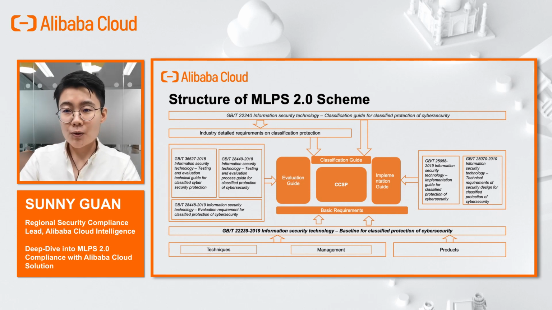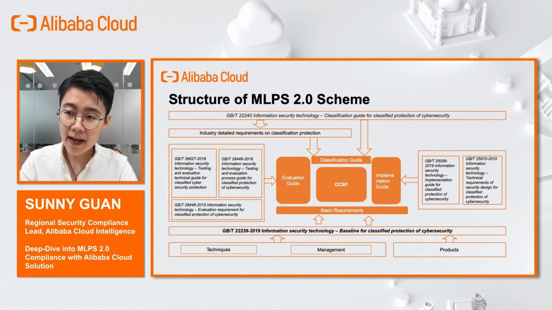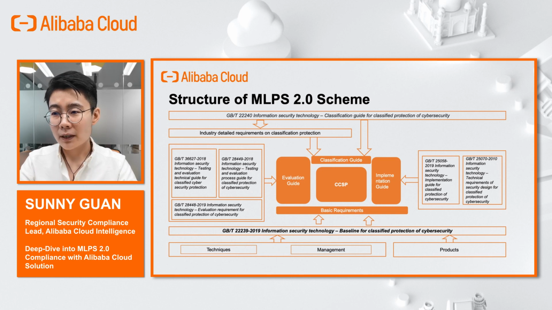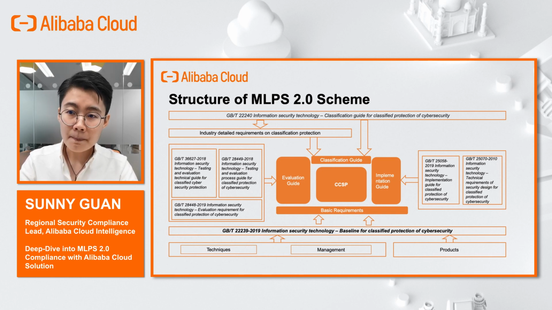Having seen the structure presented on this slide, we can feel that what makes MLPS complex is not a single standard or a policy requirement. Instead, it is a holistic system with a comprehensive end-to-end process. Under MLPS, there is a key concept called the protection object, which can be a system, a network, or a group of them delivering certain services.